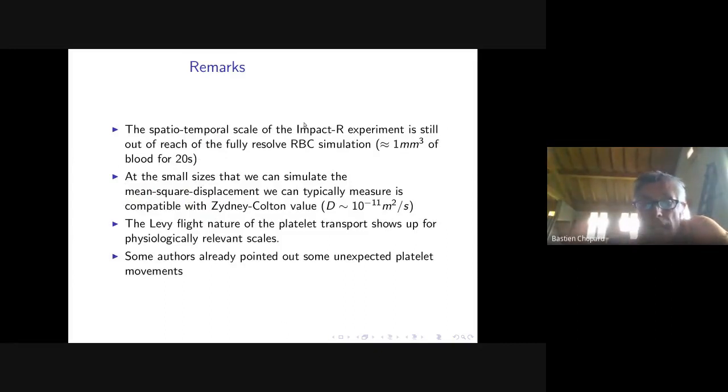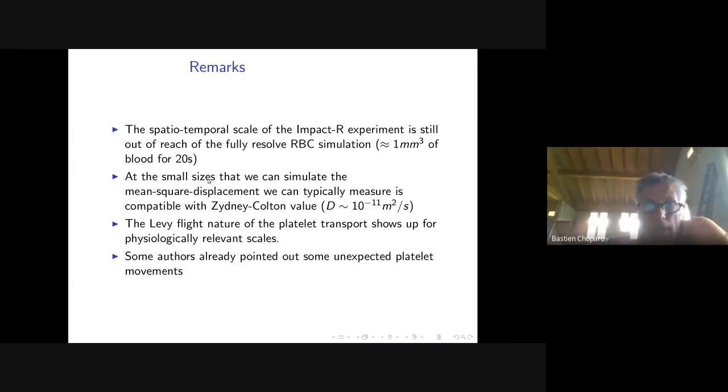First, you should understand the size of the IMPACT-R experiment. It's still way too big to be simulated exactly with this fully resolved simulation. The IMPACT-R is typically 1 cubic millimeter of blood that we want to run for 20 seconds, okay? What we can do is basically 1,000 times less in space, over 1 second. And still we need the fastest supercomputer to do that. So it means that it's very delicate at this small size to detect what we want to detect.